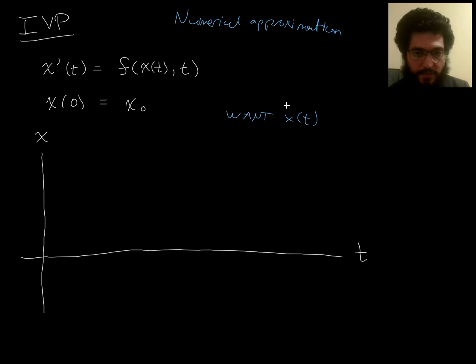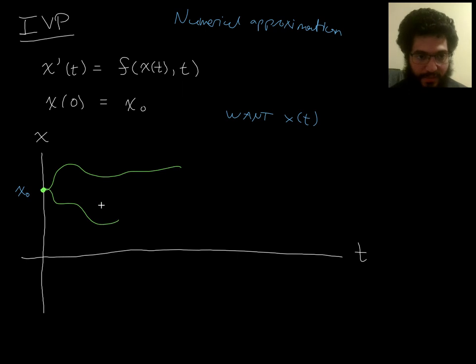Let's think about the x of t that we want in terms of its graph, in terms of the plot of x of t. The initial information already lets us plot at least one point. It tells us that, let's say x naught is this high, at time 0 the graph should pass through x naught. So let me make the graph be in green. It tells us that this green dot here is a point on the graph. I don't know what else it does, but I know it passes through here, whatever is going on.